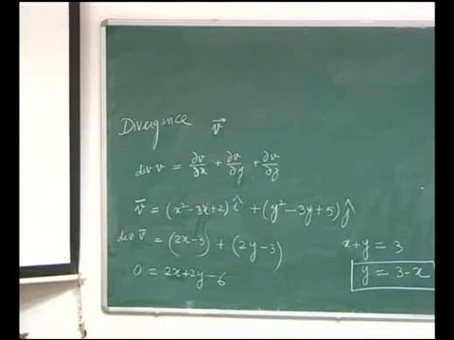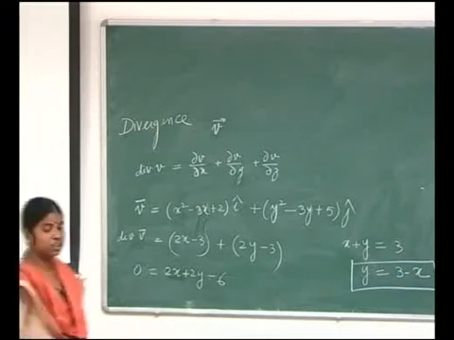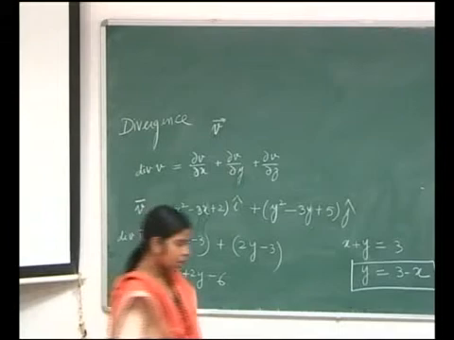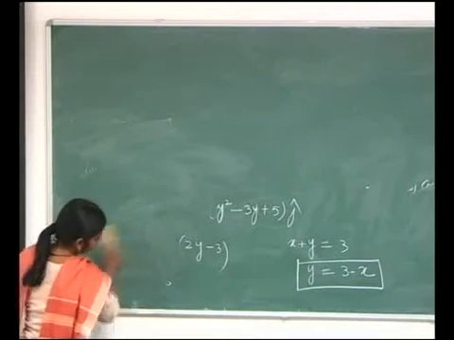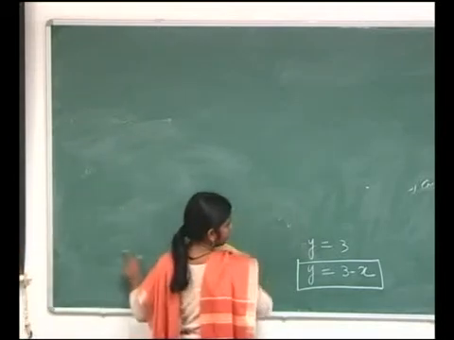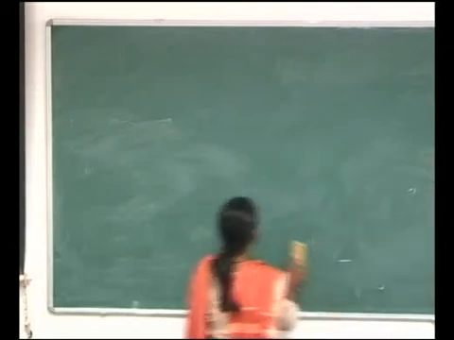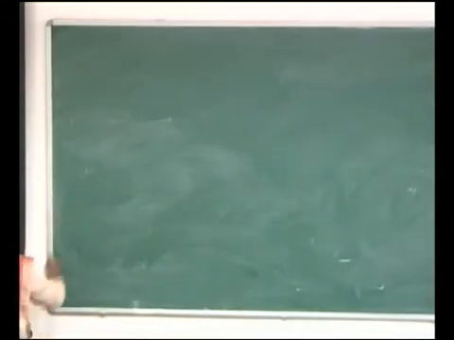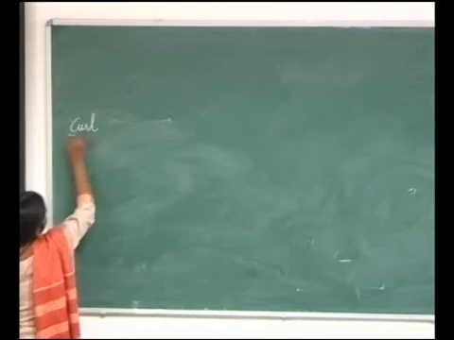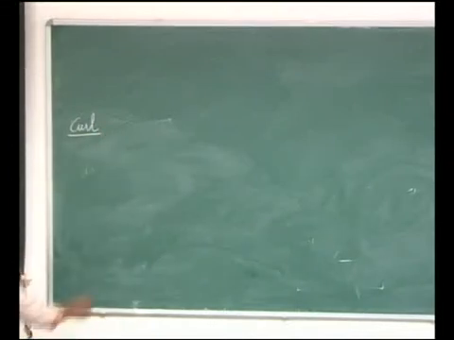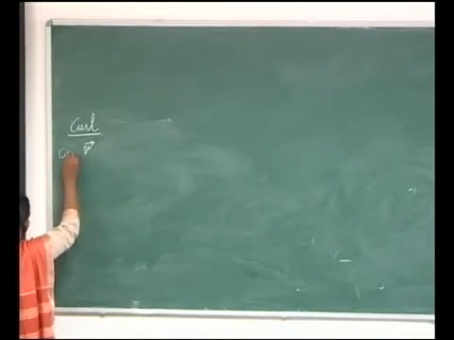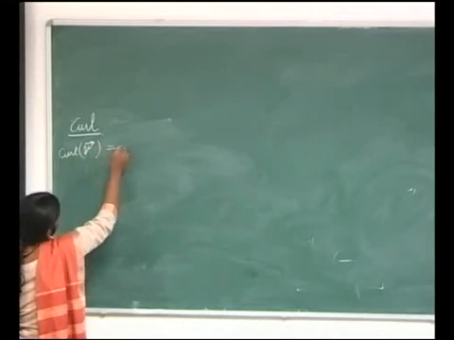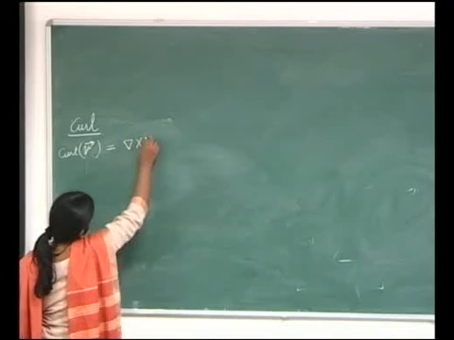But now I will give you what curl is. Curl, we all say, is basically rotation. So, what actually does rotation mean? Again, curl is vector multiplication by cross product. If I have a vector field V, then the curl is curl of V, or it is written as del cross V.